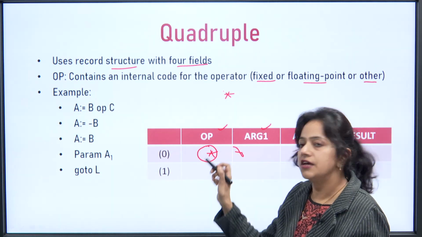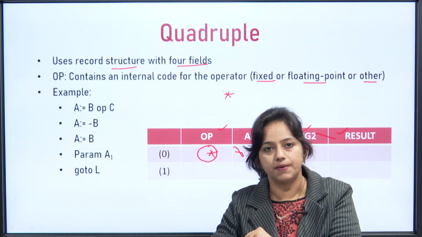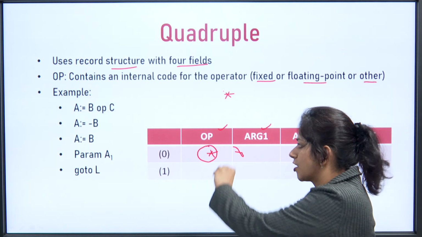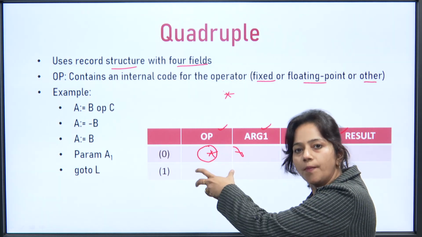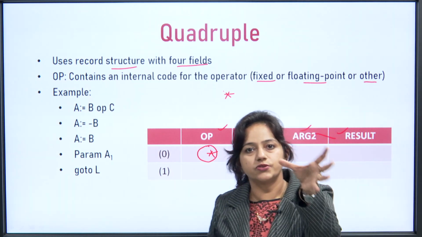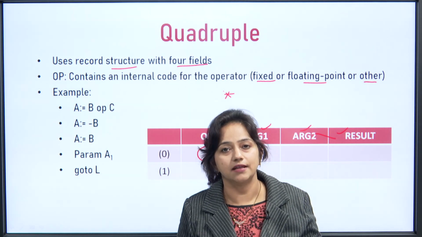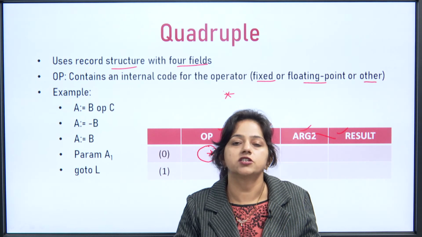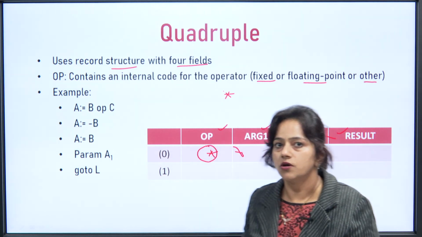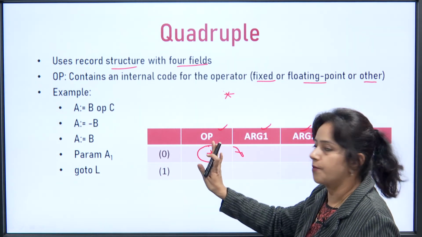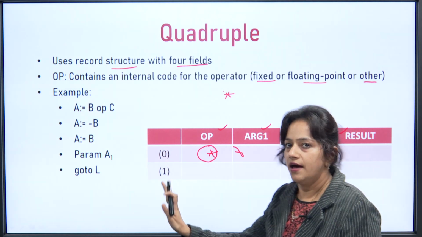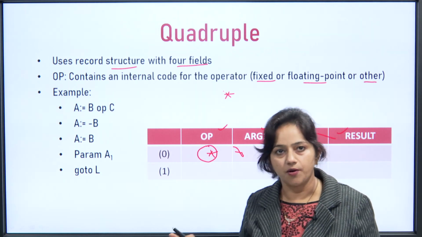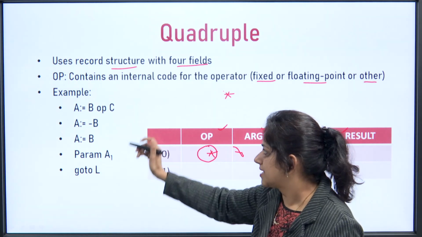So, how do we distinguish the different types of multiplication? To distinguish them, we write the code for this particular operator, and using the semantics we understand what the code says, which type of multiplication we want to perform. This is the quadruple representation, where we are using four fields, which is why it is known as quadruple. Now, let us see certain examples.